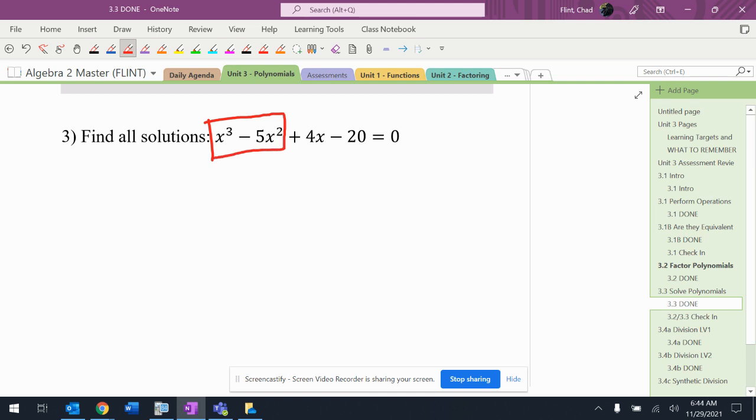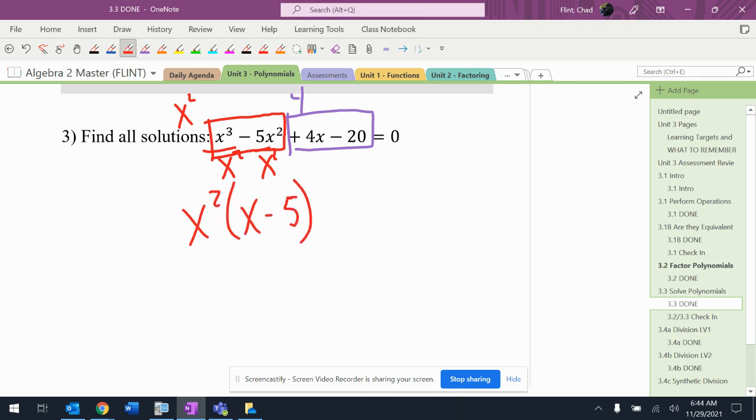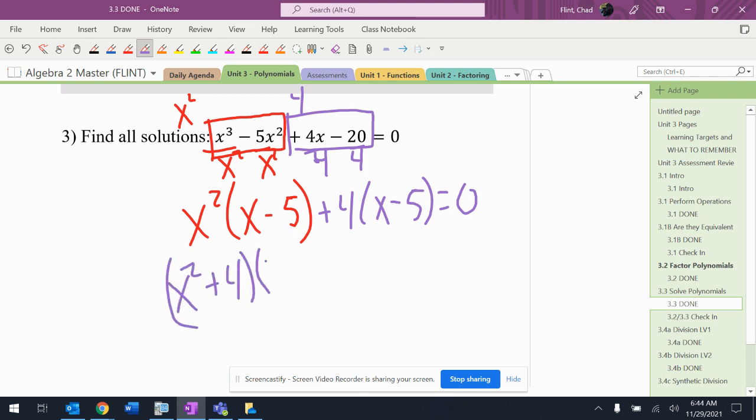All right, and I notice right away that those have an x squared in common. And I notice also, I hope, that these have a 4 in common. So I'm going to take an x squared out of here, and I'm going to get x squared times x minus 5. And then I'm going to take a 4 out of here, and I'm going to get plus 4 times x minus 5 equals 0. All right, and that's going to give me x squared plus 4 and x minus 5.